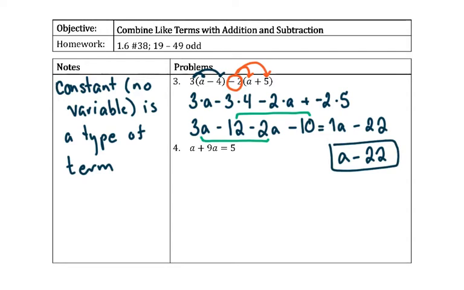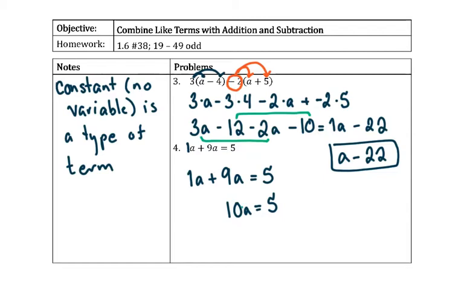You can also use combining like terms in a solve type problem. So you'll notice here we have a plus 9a. Those are both like terms here. So 1a, remember we think about something like that by itself, we think of that as 1a. So this is 1a plus 9a is equal to 5. Add those together, they're like terms. That's 10a equals 5.